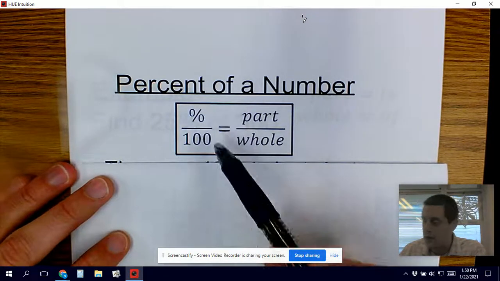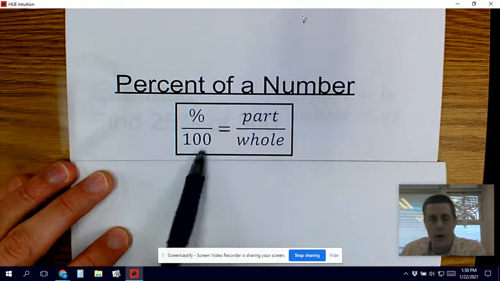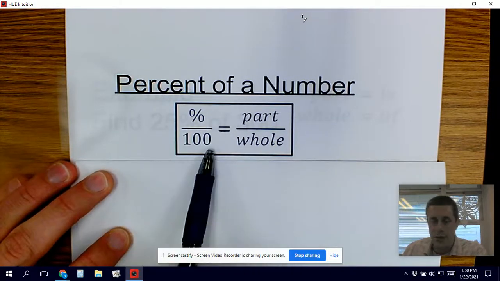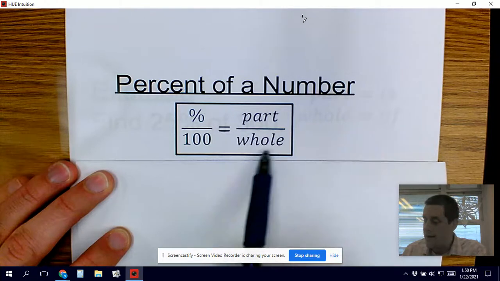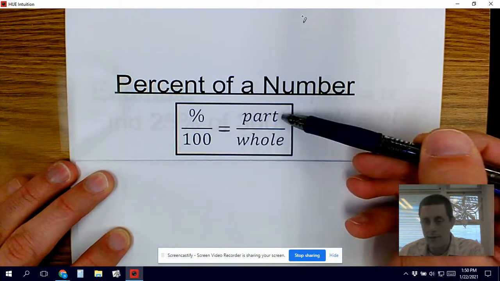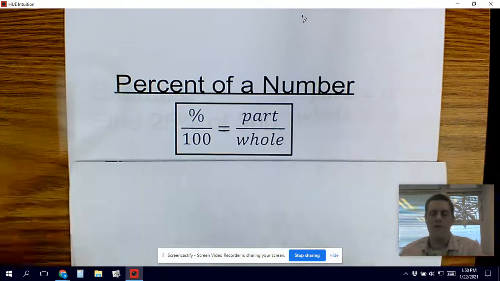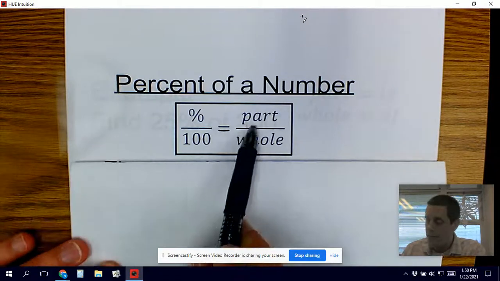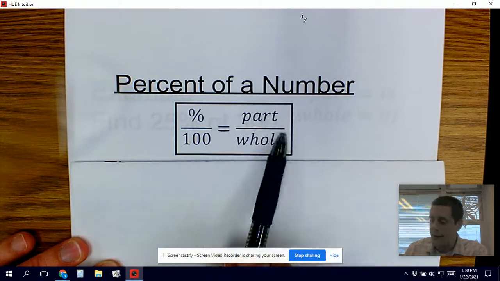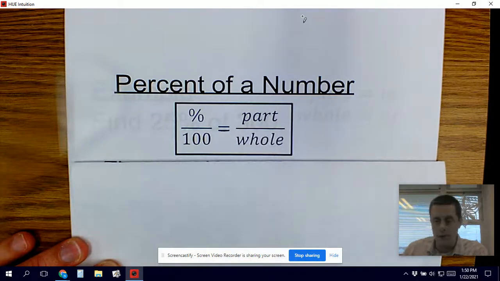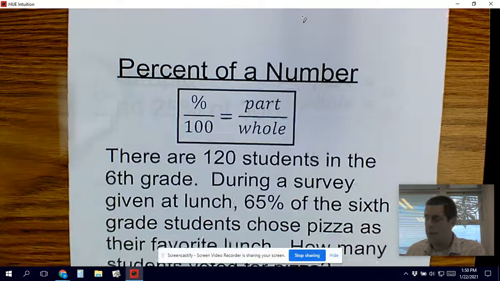All percentages are always out of 100. So the first part of our percent proportion is percent will always go over 100. The other ratio is the part being compared to the whole. So based on the scenario that we have, whatever number represents a part of something would go in place of the part. And if there was a value that represents the whole something, it would go in place of the whole. Let's take a look at an example.